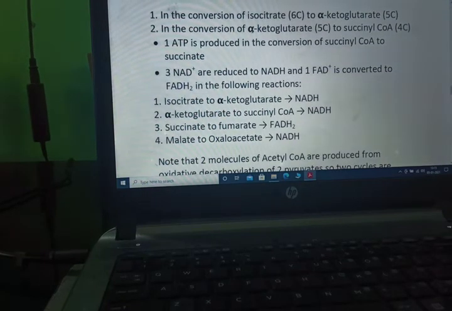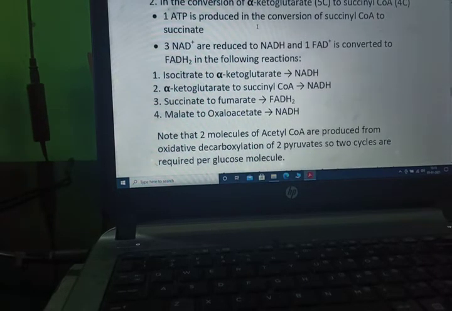In the conversion of isocitrate to alpha ketoglutarate, and in the conversion of alpha ketoglutarate to succinyl coenzyme A. 1 ATP is produced in the conversion of succinyl coenzyme A to succinate, and 3 NAD+ are reduced to NADH, and 1 FAD is converted to FADH2. Isocitrate to alpha ketoglutarate, formation of NADH; alpha ketoglutarate to succinyl coenzyme A, NADH; succinate to fumarate, FADH2; and malate to oxaloacetate, NADH.